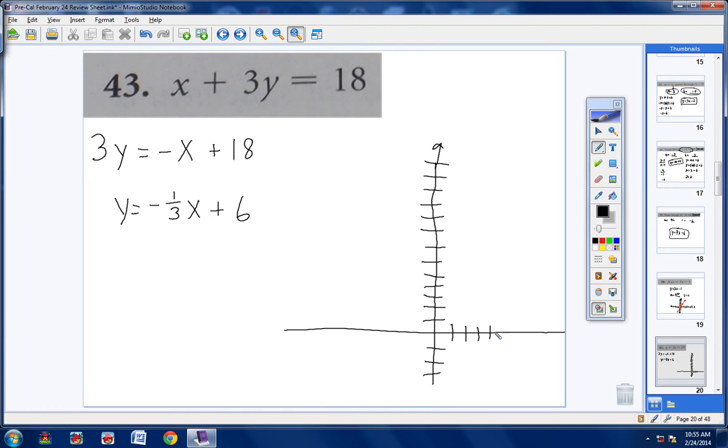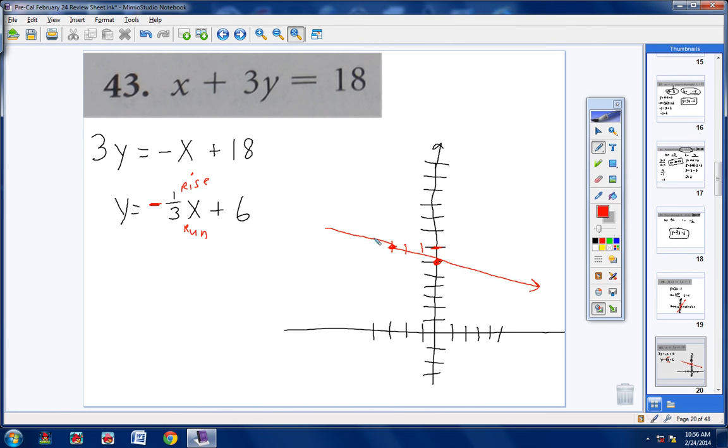I drew it a little top heavy, but the reason for that is I know most of my work's going to be up here, and you'll see that in just a second. My y-intercept is 6, so 1, 2, 3, 4, 5, 6. So there's my y-intercept. And then my rise number is 1, and my run number is 3. Notice a negative sign here. So when I rise 1, I'm going to run to the left. So I rise 1 here, and I'm going to run to the left 3. So 1, 2, 3. So I rose 1, I ran 3, put my point here, and draw the line.